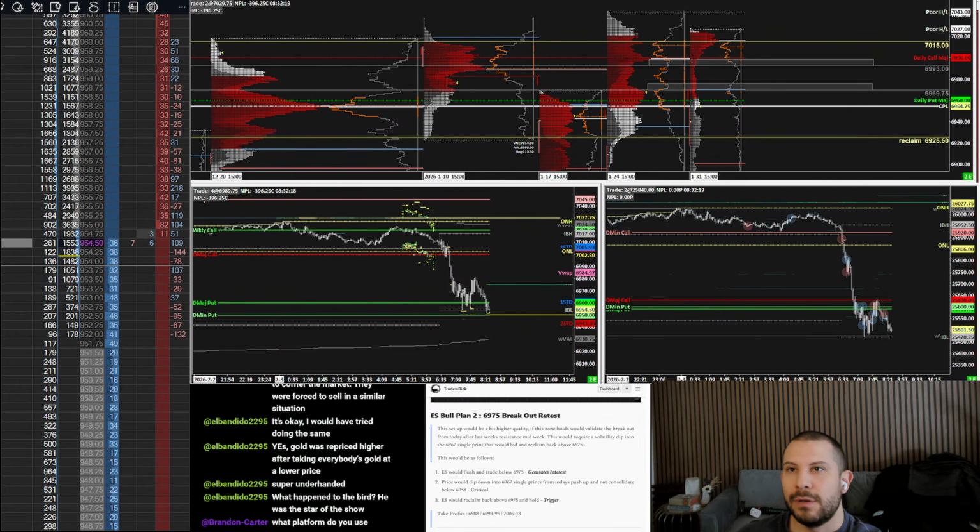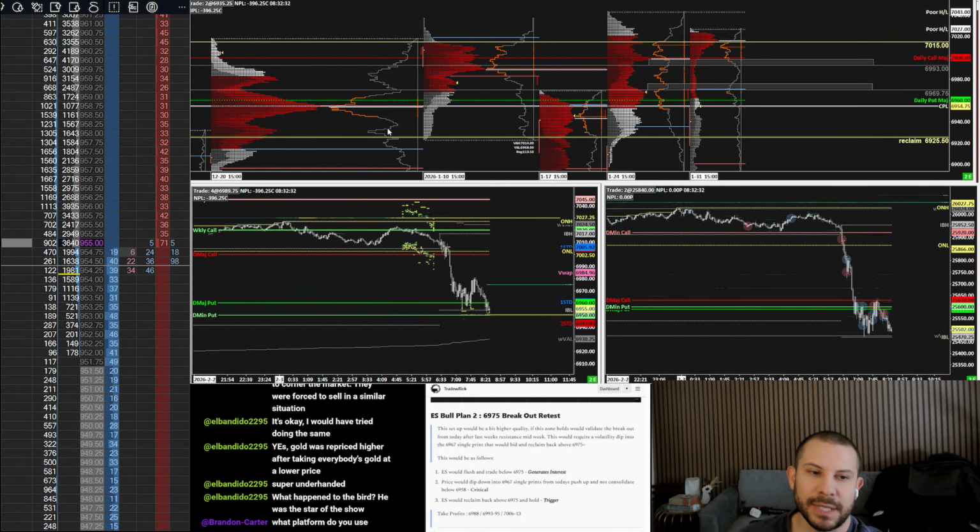It was a star show. Sierra Chart, Jigsaw is what I use. So this is Sierra Chart, the main screen, and then the DOM on the left side is a Jigsaw DOM. Two softwares, but mainly Sierra Chart.